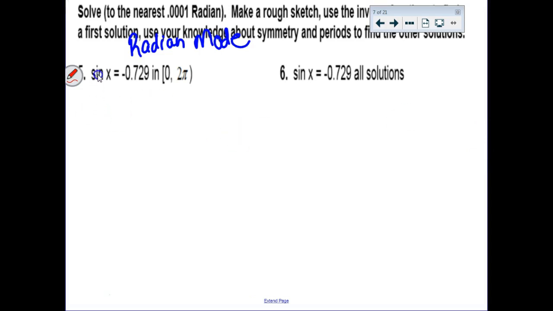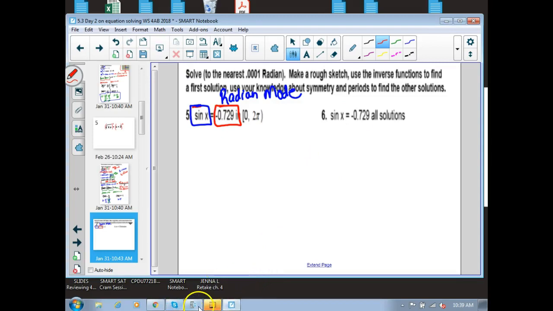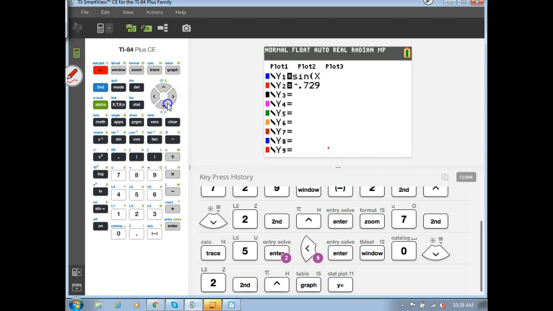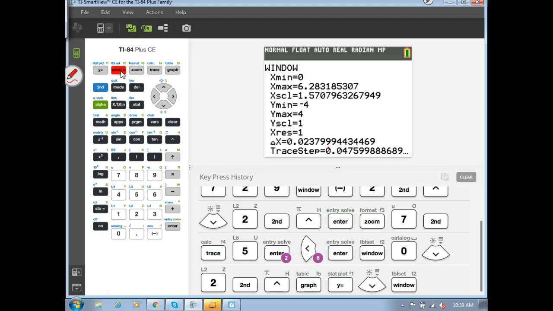And I would like you to type the left side into y1, so just sine x into y1, and then type -0.792 into y2. Now it did say in the problem that they wanted all solutions between 0 and 2 pi. So go ahead and set up your x's to be that. So type 0 into x min, and then 2 pi into x max, and it'll change it to the decimal.